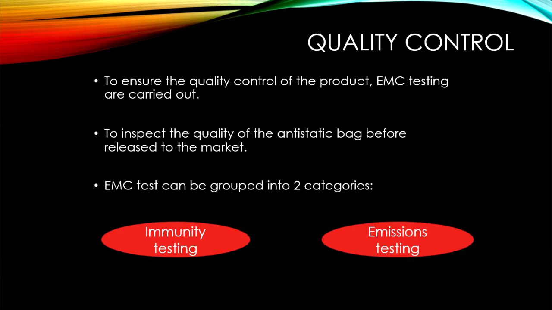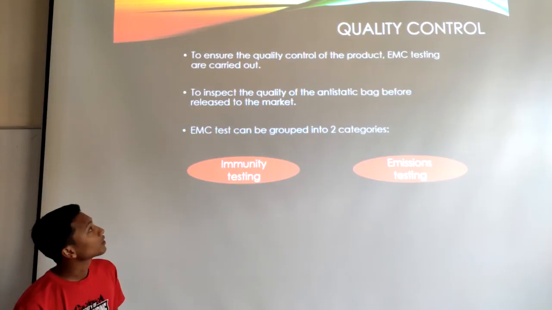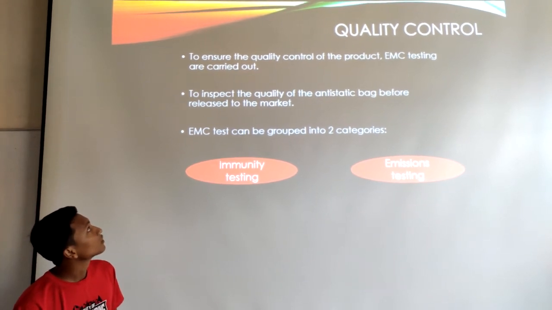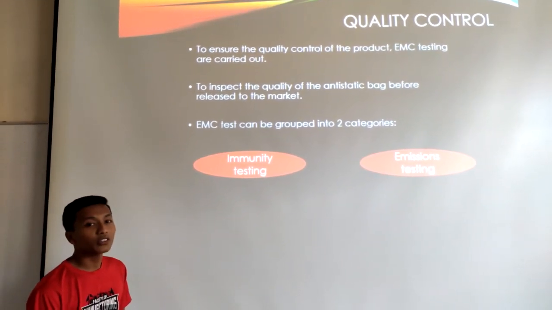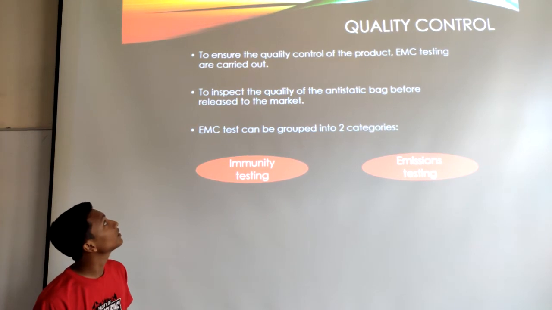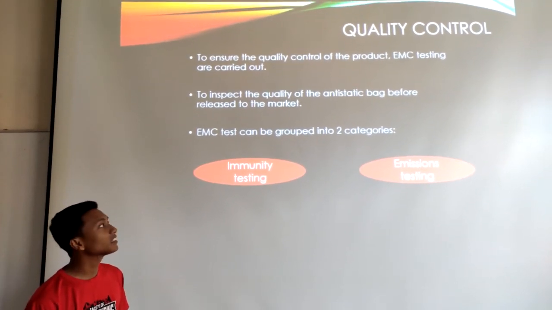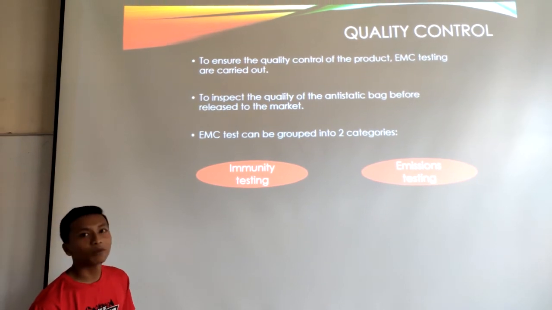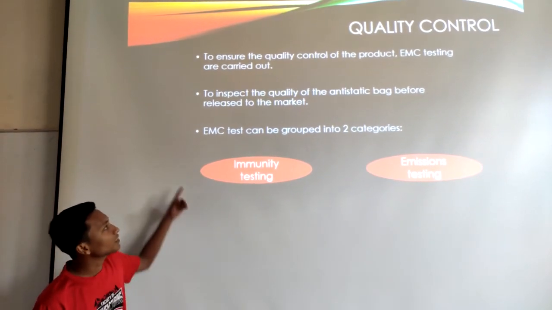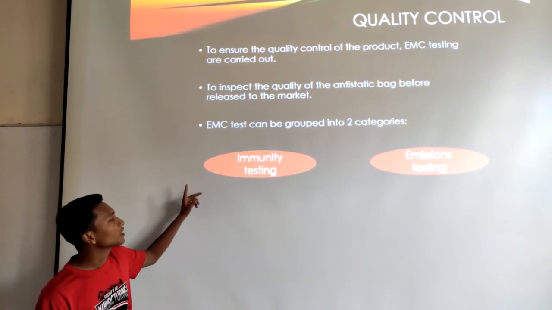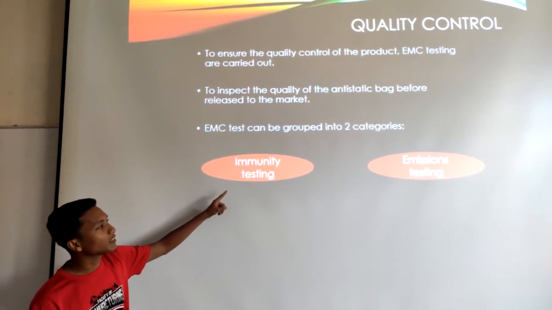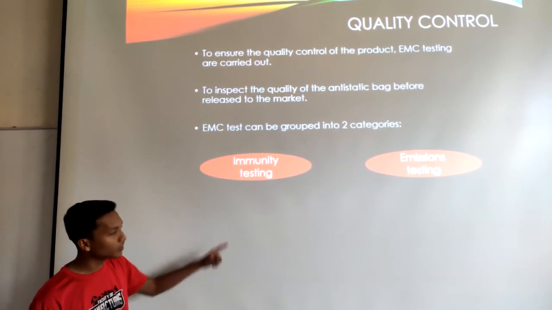For the quality control, it is taken to ensure the quality of the product. So the quality control is the EMC testing to inspect the quality of the anti-static bag before release to the market. EMC tests can be grouped into two categories. The first one is immunity testing and the second one is emission testing.